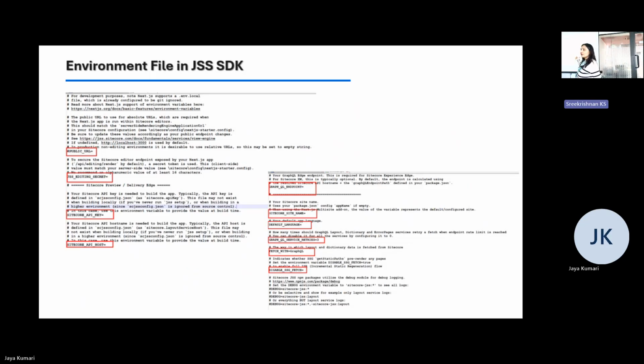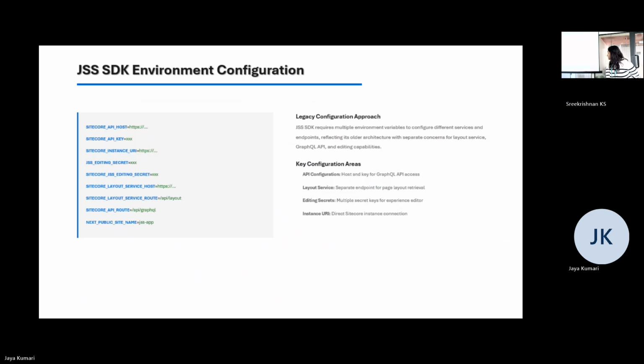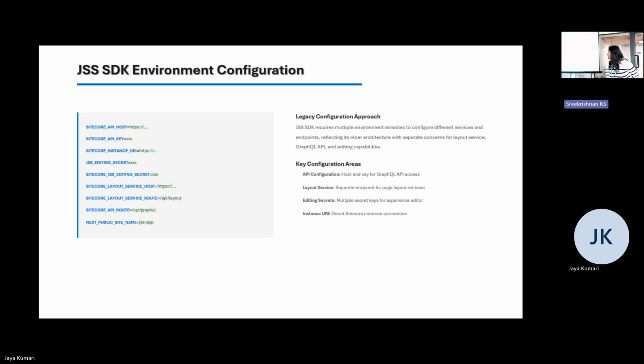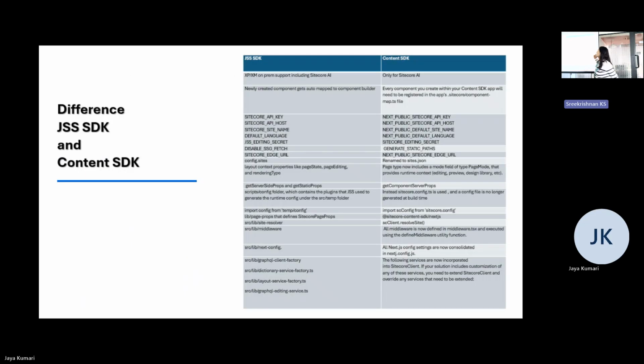and this is the JSS SDK environment file. Here the number of variables is a little bit more, and this public URL, all these are obsolete now. So the highlighted ones which are showing, these were important at the time of JSS SDK, but now it's not that, because we have changed it in Content SDK. So this is also done, and this is the last and the important slide.